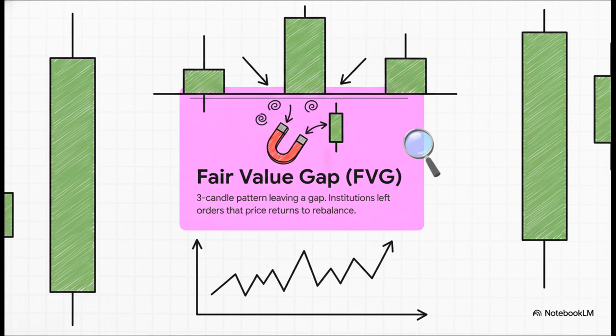Okay, so where does the price actually go after that shift happens? Enter the FVG, or fair value gap. This is a very specific three-candle pattern where the wicks of the first and third candles completely miss each other. They just don't overlap, which leaves a literal gap on the chart. The crucial takeaway here is that this gap represents an imbalance. Institutions moved the price so incredibly fast that they left unfulfilled orders behind. Because of this, the FVG acts like a magnetic zone. Price will very often return to this exact gap to rebalance those orders before continuing on its trend.